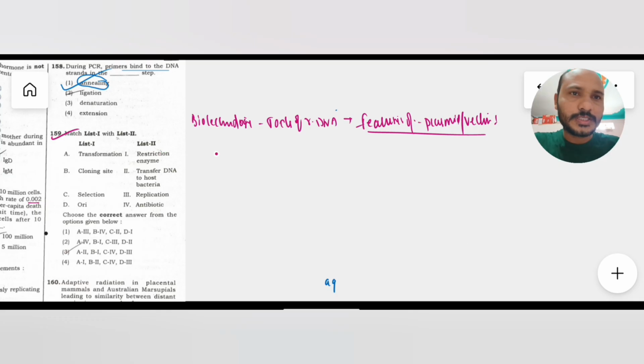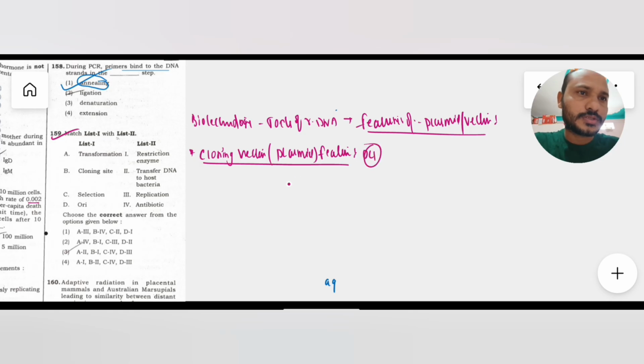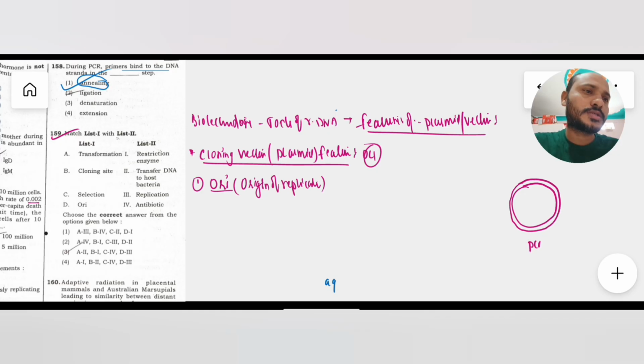Here we need to remember the cloning vector, that is, the plasmid features. Cloning vector here is what? Plasmid. So first we will discuss the features of the cloning vector, the plasmid. Generally a plasmid has four important features. The first and most important is the ORI site, the ORI sequence, meaning origin of replication sequence. If you draw one plasmid like this, it is an extrachromosomal double-stranded DNA. So this is the structure of a plasmid.